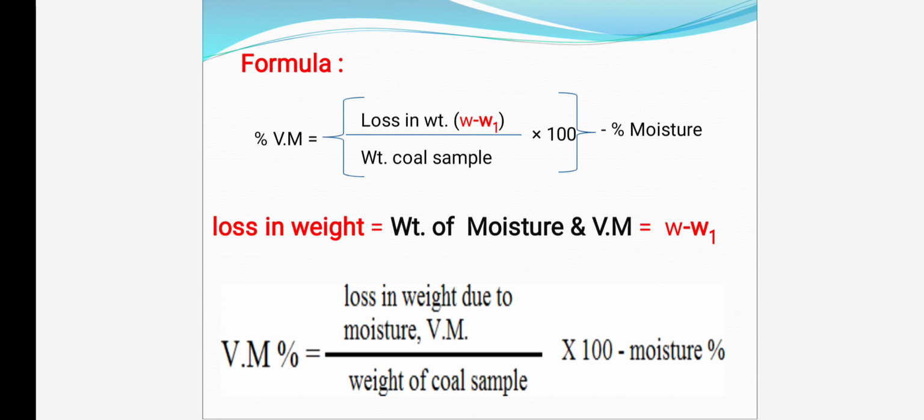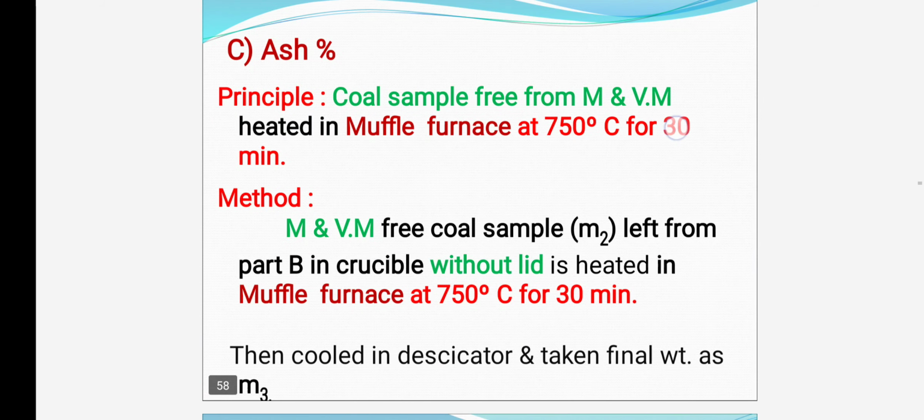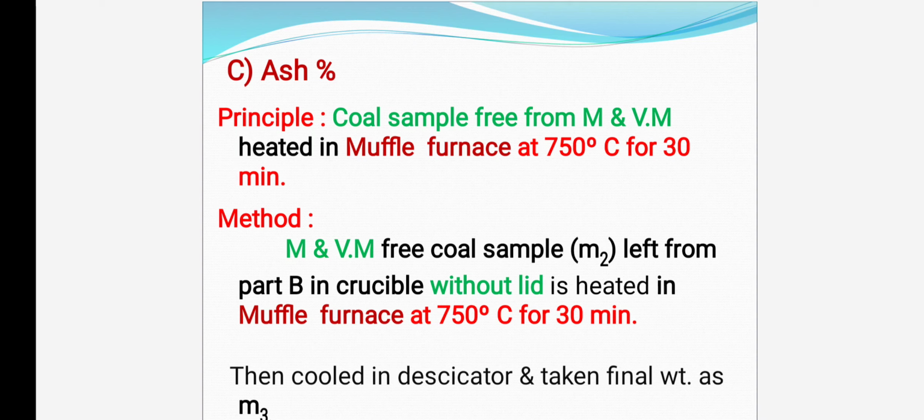Okay. Now we will move toward the third component, percent ash. Dear students, now come back to our initial experiment. The initial weight m changes to m1 when you removed moisture. Then m1 changes to m2 when you removed volatile matter. Now you have a coal sample whose weight is m2, because that coal sample is free from moisture as well as volatile matter.